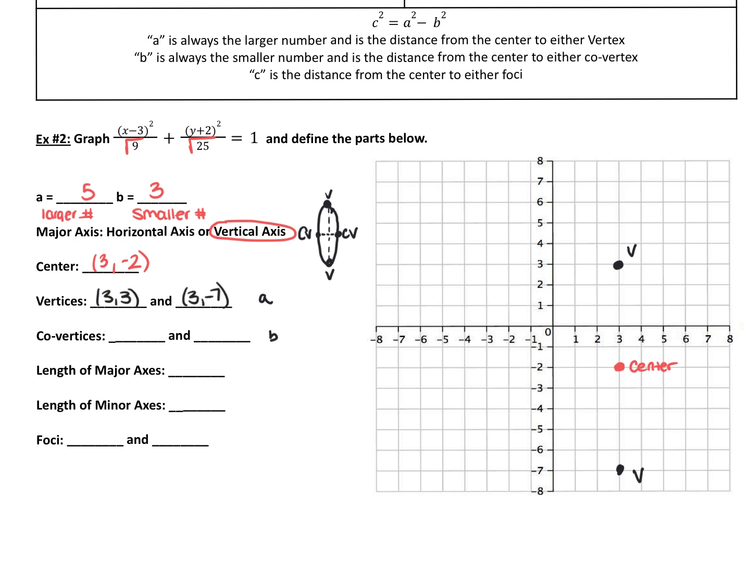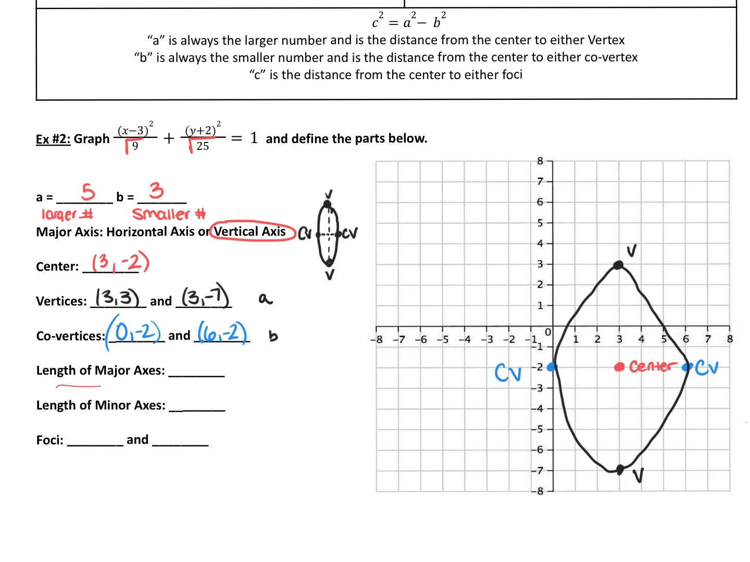All right, so now my smaller value, my b value, will give me my co-vertices. So my b value is 3. So we're going to go right 3, and we're going to go left 3. I might as well name these points. Here are my co-vertices. So this point here is 0, -2. And this point here is 6, -2. And we can connect. Hopefully your picture looks a little bit better than mine, but that is your vertical ellipse.